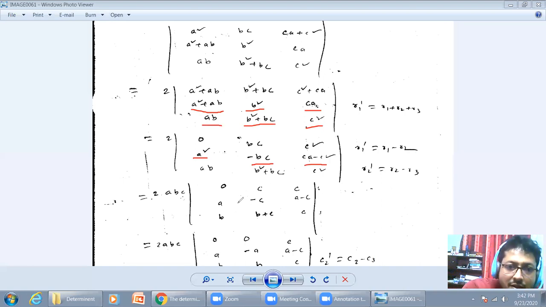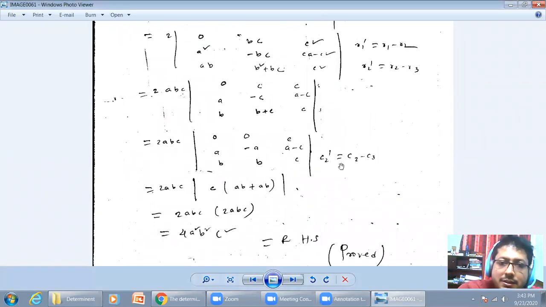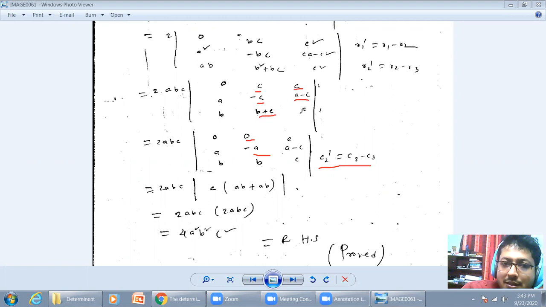Now we can take abc common: a from this row, b from this column, and c from this column. We write the matrix we got, and apply this formula: C2 prime equals C2 minus C3. That means c minus c is zero, minus c minus a plus c means minus a, and b plus c minus c means only b.